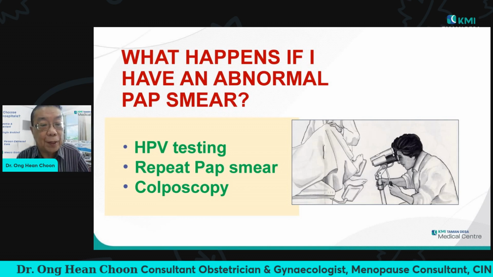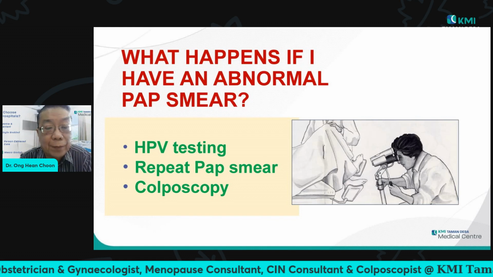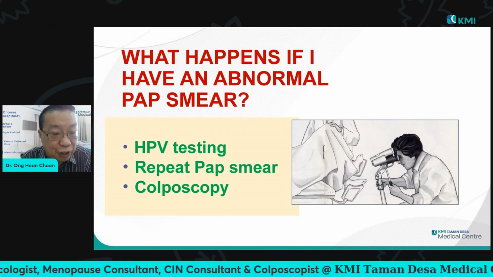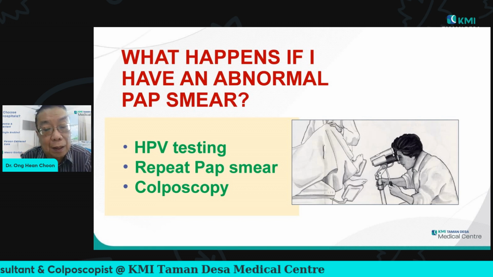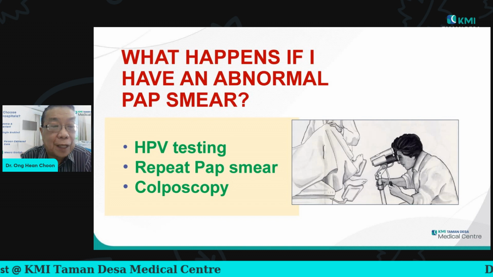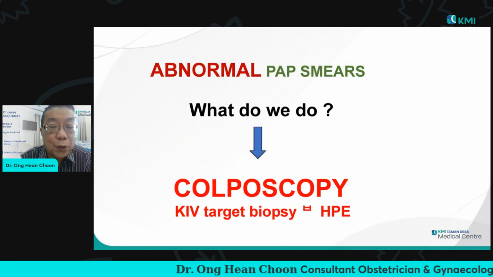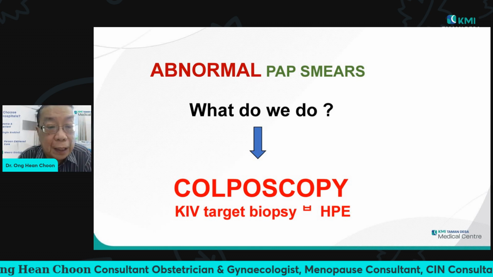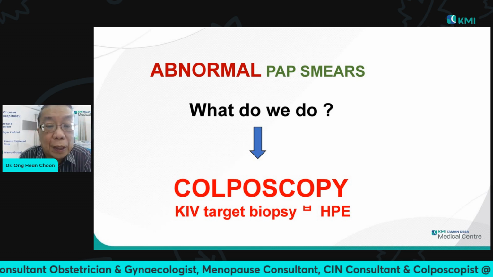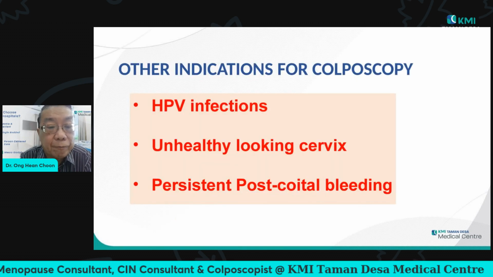A colposcopy is an examination of the cervix by a microscope instrument as an outpatient. You don't have to be admitted. It takes only about 10 to 15 minutes if it's done by an expert colposcopist, and then you'll be told about the findings. So I recommend that if you really have a significant abnormality in your pap smears or in your cytology smears, then you should go for a colposcopy.